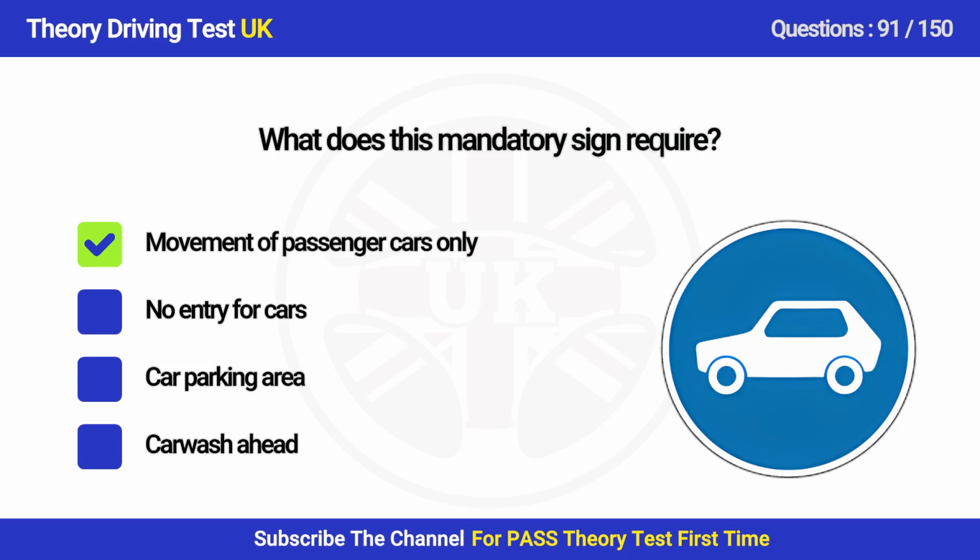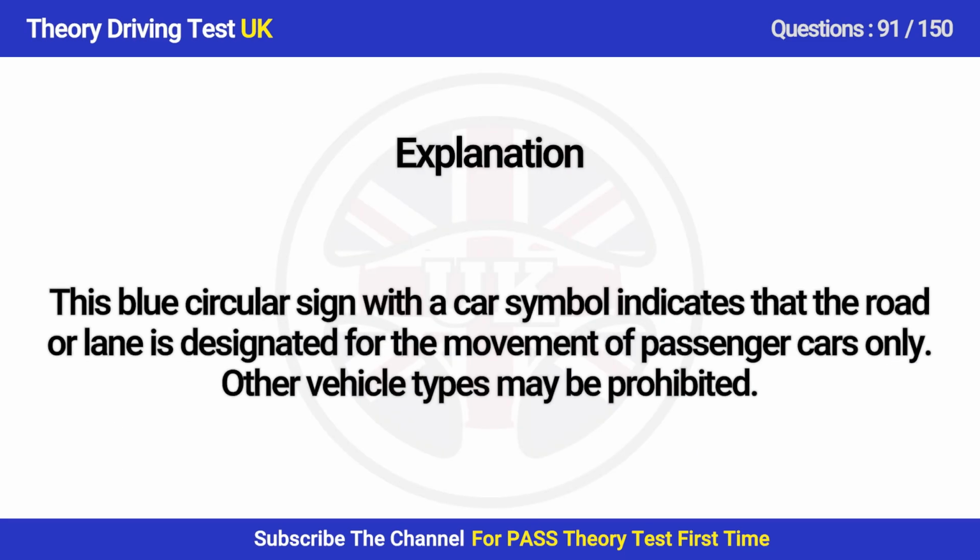Answer is A. Movement of passenger cars only. This blue circular sign with a car symbol indicates that the road or lane is for the movement of passenger cars only. Other vehicle types may be prohibited.